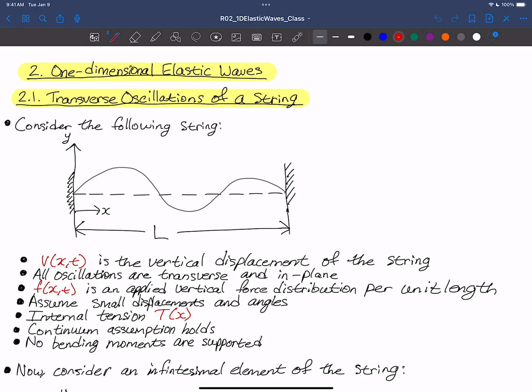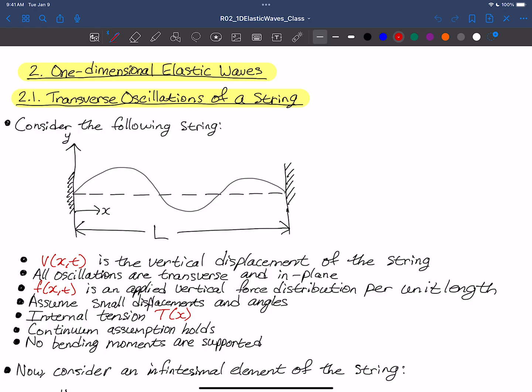416/816 Engineering Acoustics. In this lecture, we are going to start talking about the one-dimensional elastic waves. That's chapter 2 for us. It's also chapter 2 in the book. We're going to start by deriving the equation for the transverse oscillations of a string. And we're going to consider this following string that I've drawn here.